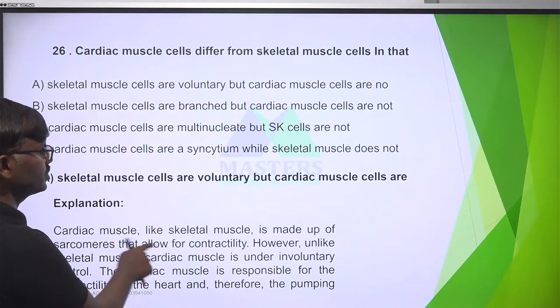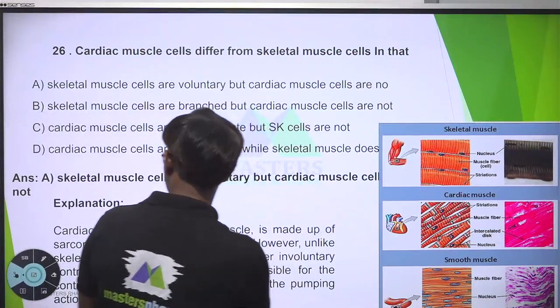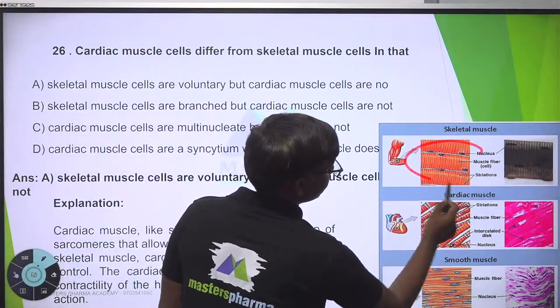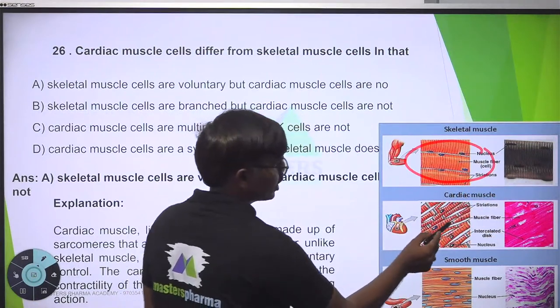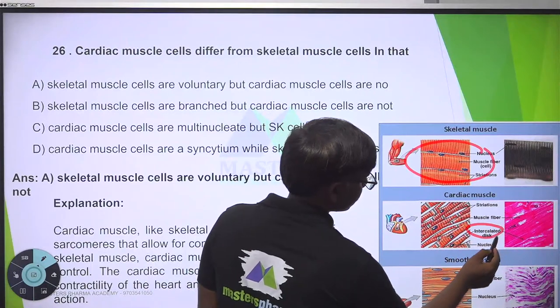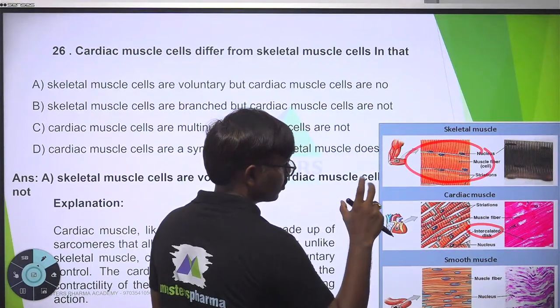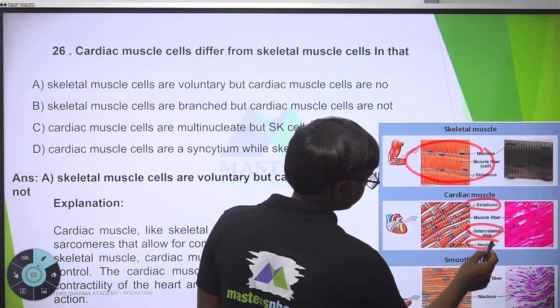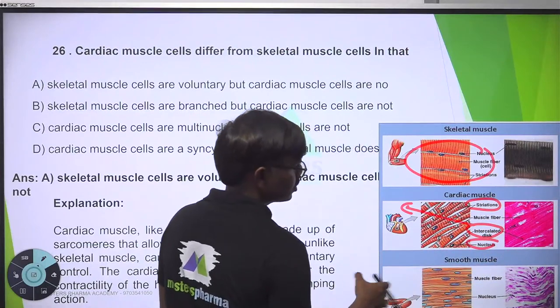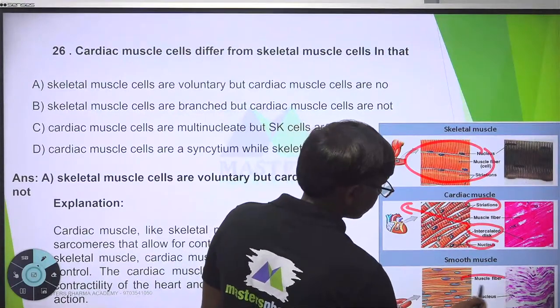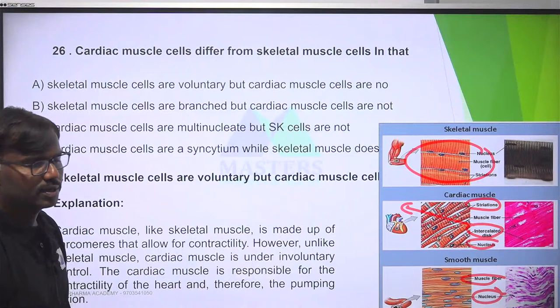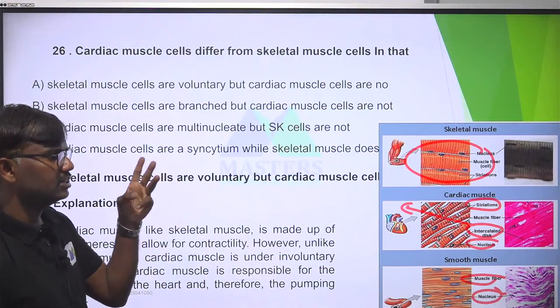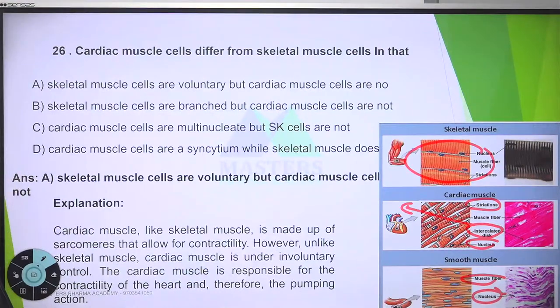Okay, we'll see the difference between these two cells. This is skeletal muscle cells: nucleus, muscle fiber and striations. And in cardiac muscle cells, there are intercalated discs. Because contraction and relaxation are continuous and involuntary, there are intercalated discs, striations and a nucleus. This extra structure creates the involuntary action. Then smooth muscles have muscle fiber and nucleus. So these are the major differences between skeletal muscle cells, cardiac muscle cells and smooth muscle cells. So cardiac muscle cells are involuntary.